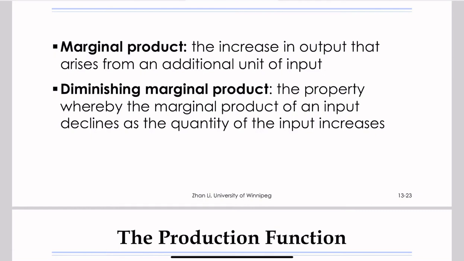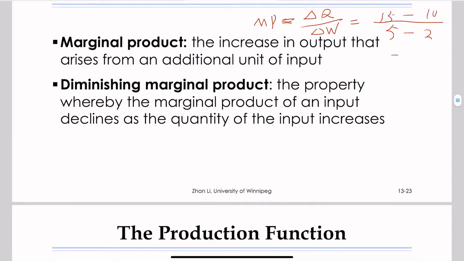That is, if you want a formula for marginal product, it is defined by delta Q divided by delta, let me think about a notation here. So let's use delta W, the number of workers. So let's say the number of workers increased from 2 to 5, and then output increased from 10 to 15. In this case, you can see that marginal product is 5 divided by 3.